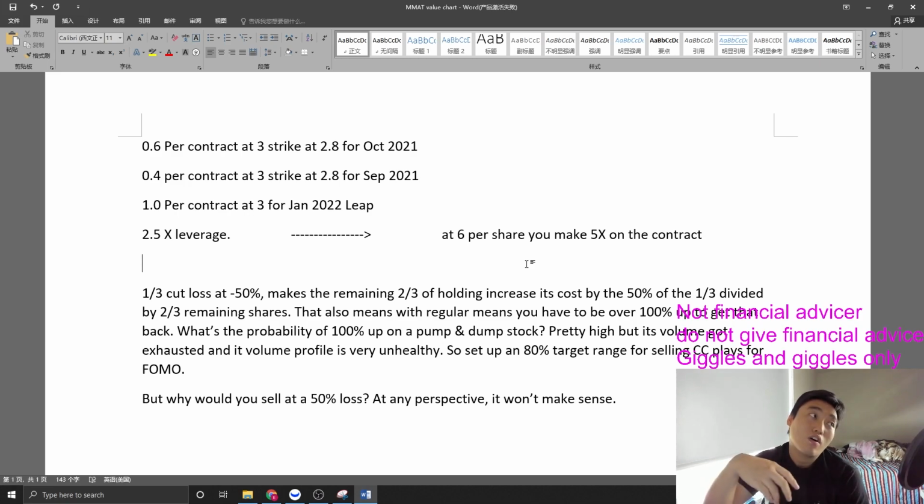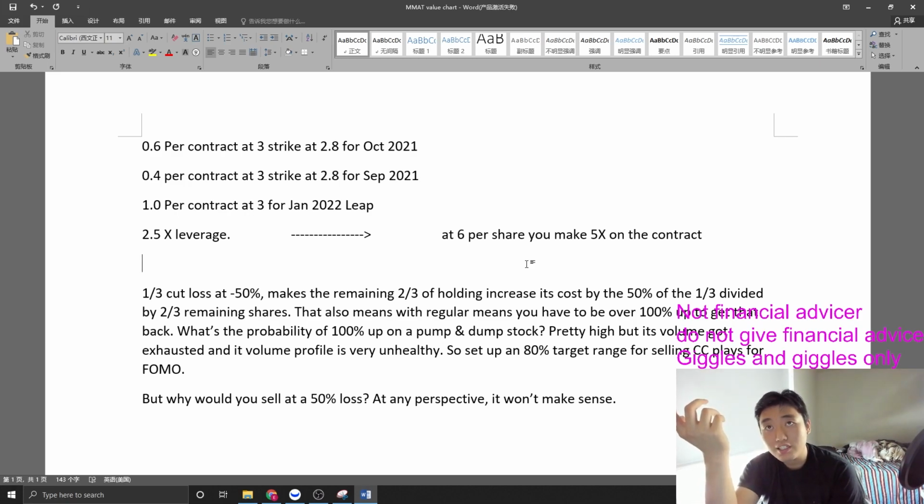Okay, so Bobby is thinking, DD did a 1/3 cut loss at negative 50%. That makes the remaining 2/3 of the holding increase its cost by 50% of the 1/3 divided by the 2/3 of remaining shares. That also means that, with regular means, you have to be over 100% up to get that back. So what is the probability of being 100% back on a pump and dump stock like this?